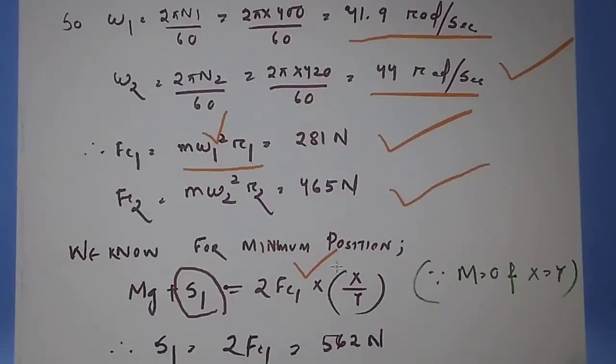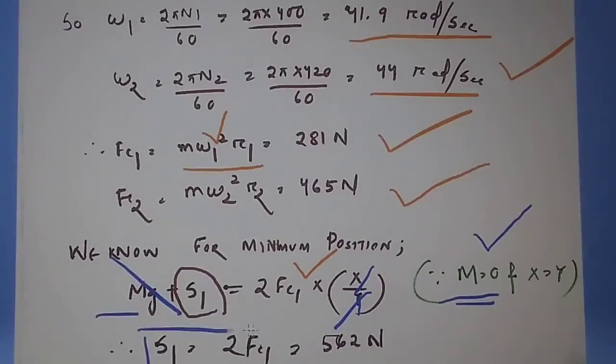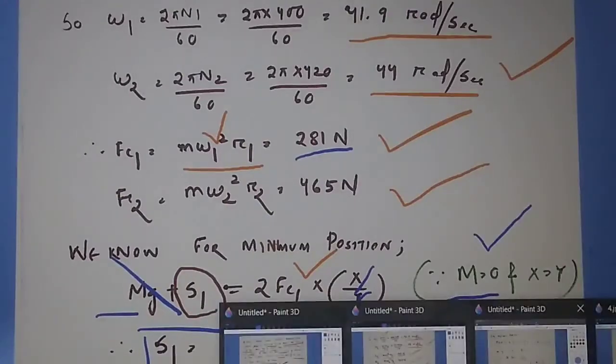We know that for the minimum position, mg plus S1 is equal to 2 Fc1 into x by y, and here x is equal to y, so it will cancel out. So mg plus S1 is equal to 2 Fc1, but here no data is mentioned for the sleeve load, so the value of capital M is equal to 0. So S1 is equal to 2 Fc1. Fc1 we have determined as 281, so 2 into 281 is equal to 562 Newton. This is the S1 value.